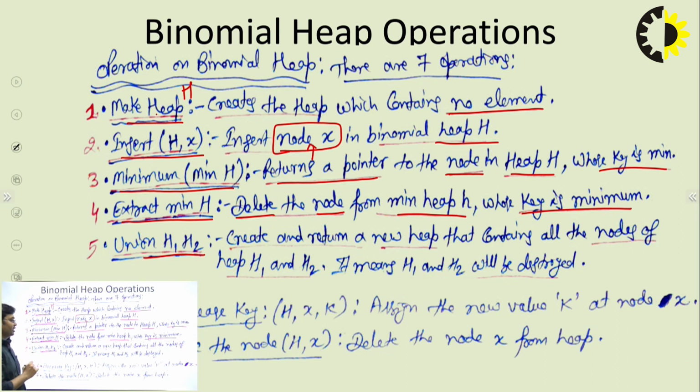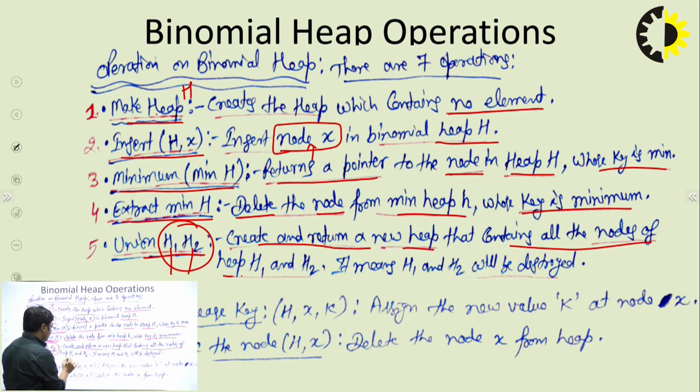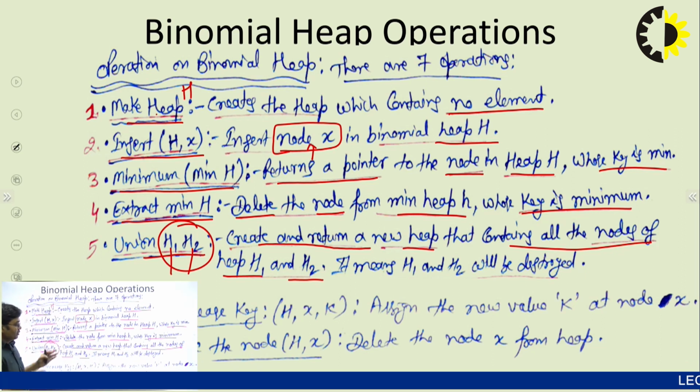Next one is union h1 h2. Union creates and returns a new heap by merging h1 and h2 together, containing all the nodes of heaps h1 and h2. It means h1 and h2 will be destroyed. H1 and h2, which initially existed individually, will have that existence destroyed and will be combined in the union h1 h2.